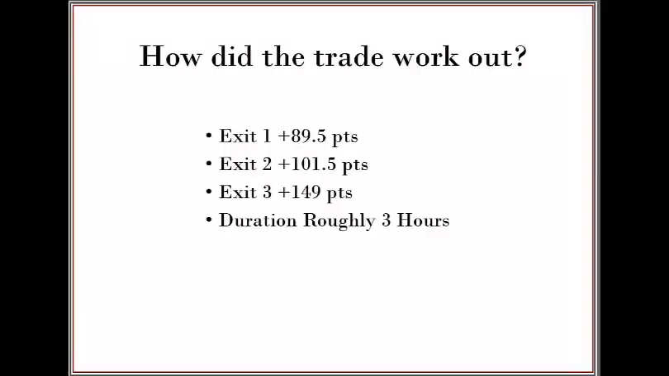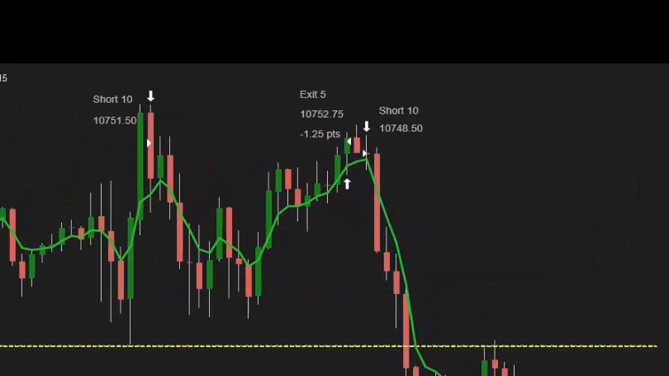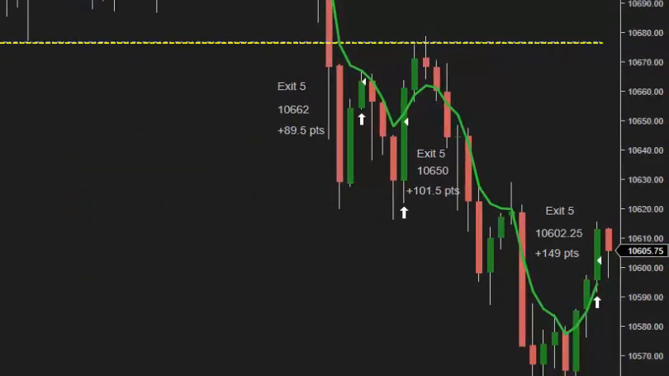Here's how the trade worked out. The best exit was for 149 points. The duration lasted roughly 3 hours. Initially entered short 10 contracts, got knocked out of 5 on a defensive stop, then with stalling, reshorted 10. Took 3 exits total, the first after a big move down, the second after it appeared there might be support near the low of the day, and then the final exit came later in the afternoon after another leg down for 149 points. The final exit was more defensive, and the exit was taken so as not to give back gains.